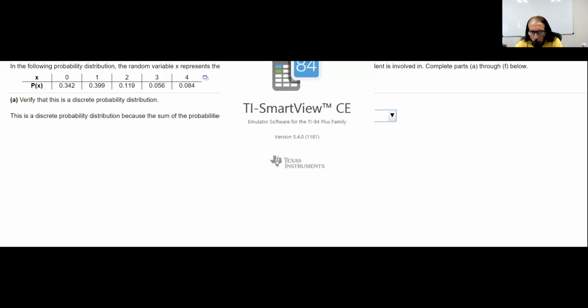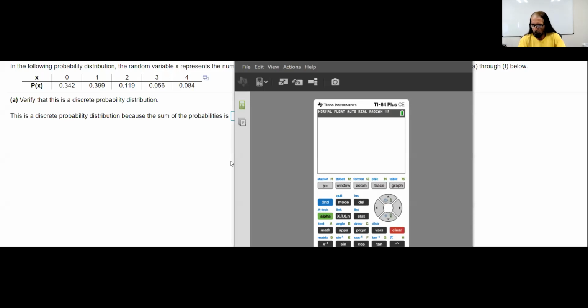That's going to be showing up in a moment, but in the meantime, clearly none of these are negative, so all of those values are at least 0, and none of them are bigger than 1. So that part's good. We need to see if the total is exactly equal to 1. So here we go.